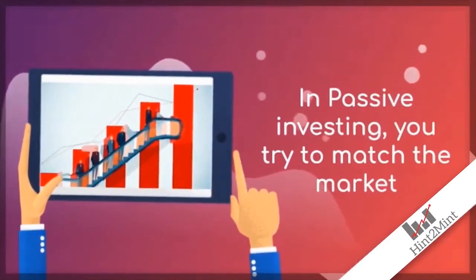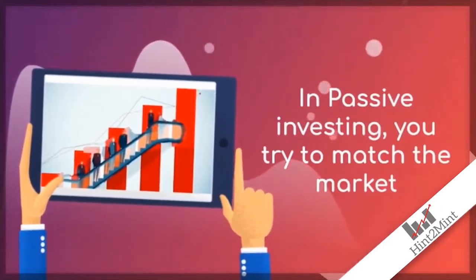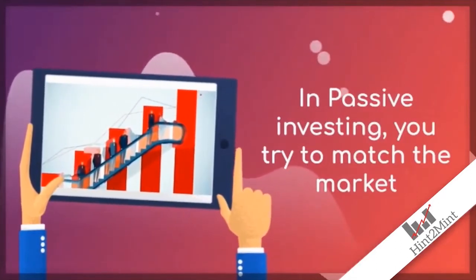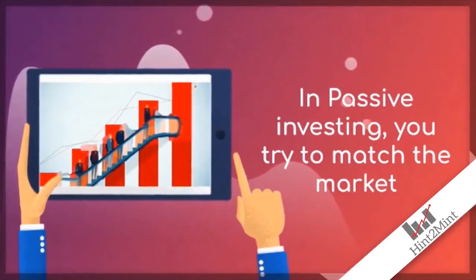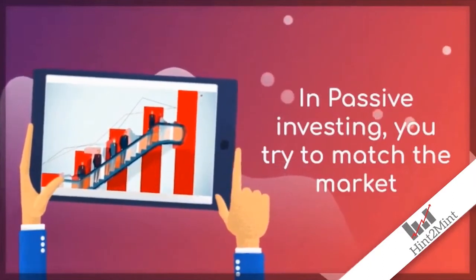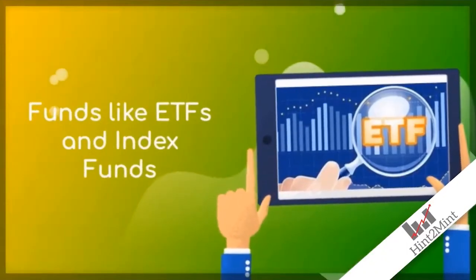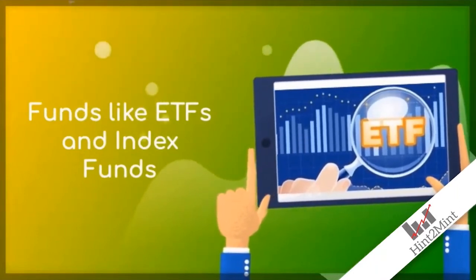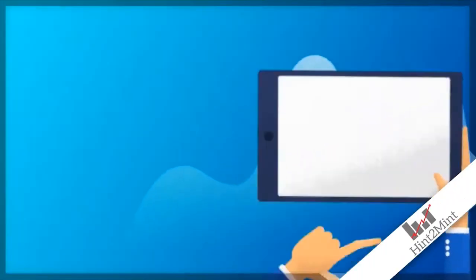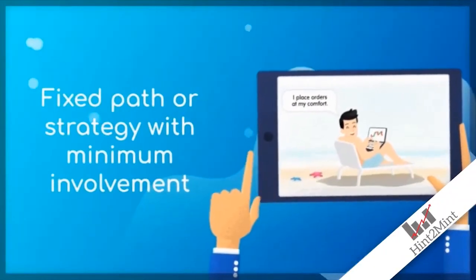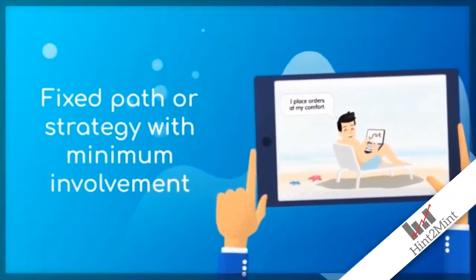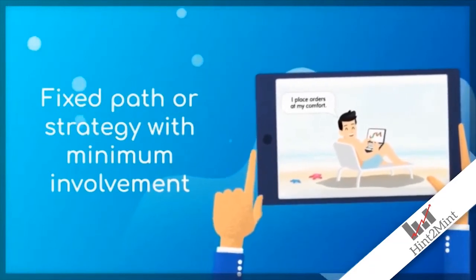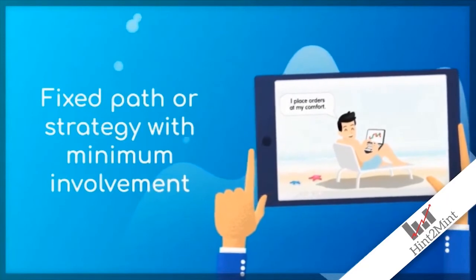In passive investing, you try to match and replicate the market. That is, a passive investor always holds every security of the market, represented in the same manner as in the market. For example, exchange traded funds or index funds that track the underlying index. Passive involves following a fixed path or fixed strategy that requires minimum involvement, just like following the Google Map directions and reaching the destination without any hassle.